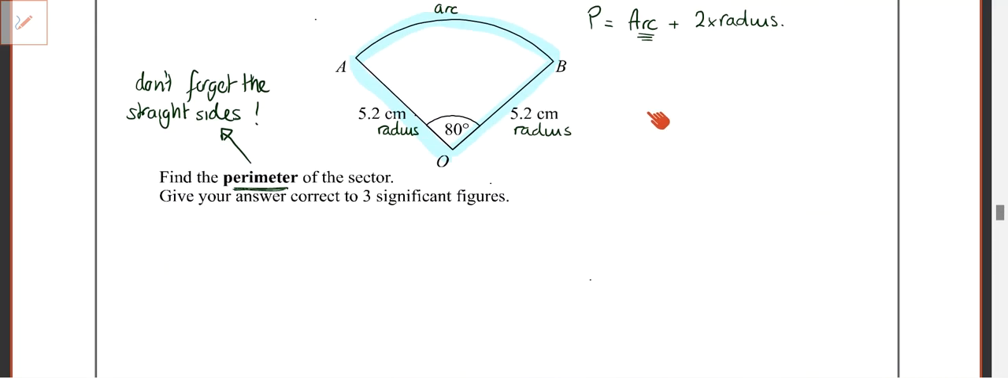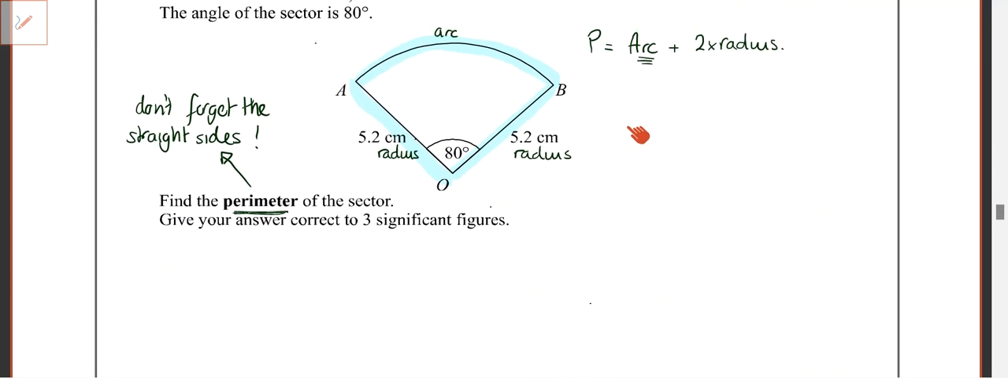All right, back to the perimeter one then. So I said to you, the perimeter is all the way around. So it's the arc plus 2 lots of the radius, which is the bit people forget. So let's do the arc first. How do I work out the arc again? It's a fraction of the circumference. So which formula do I use?